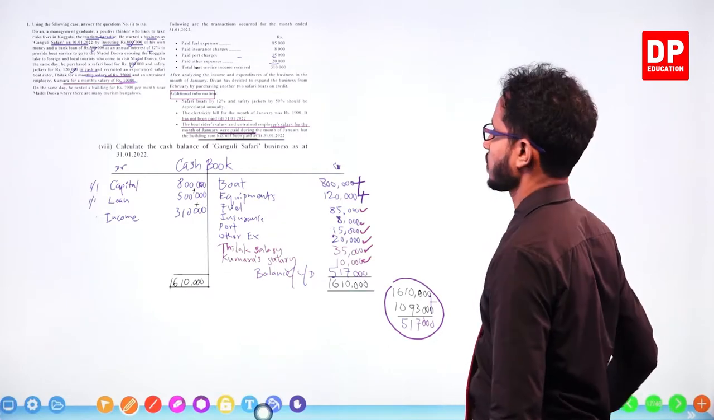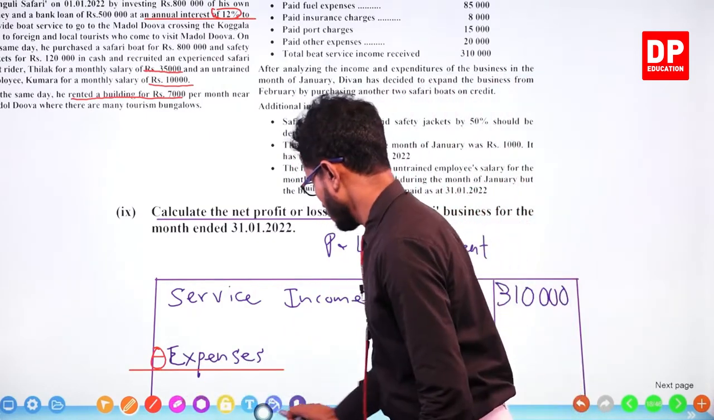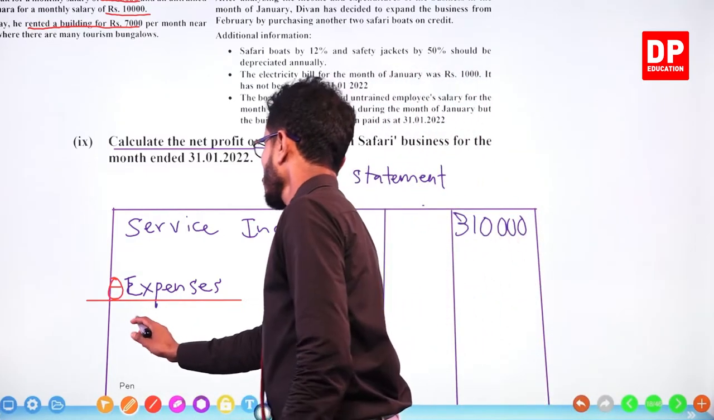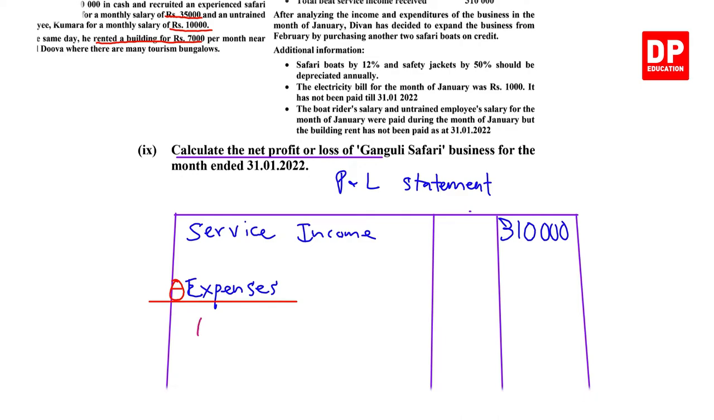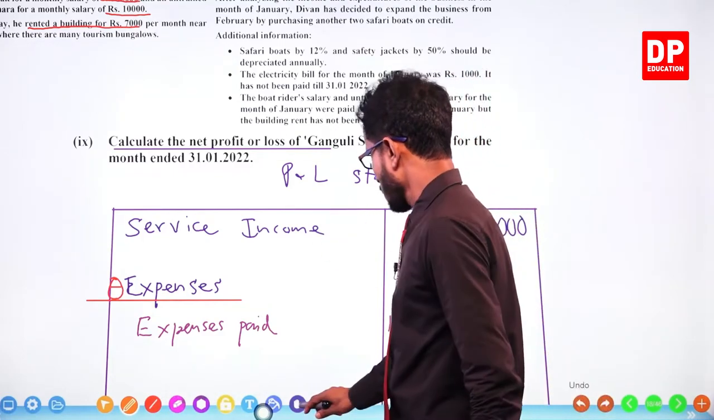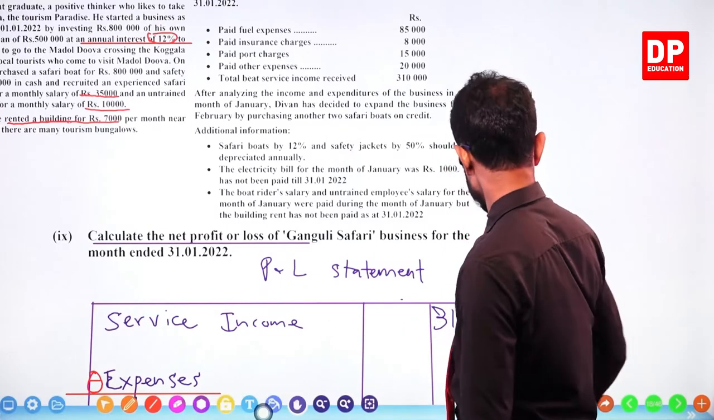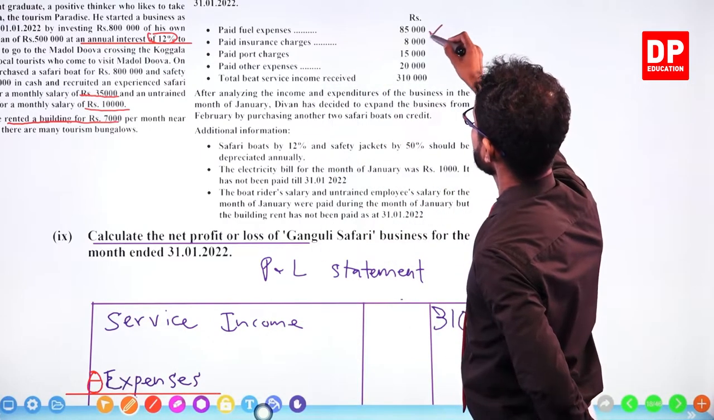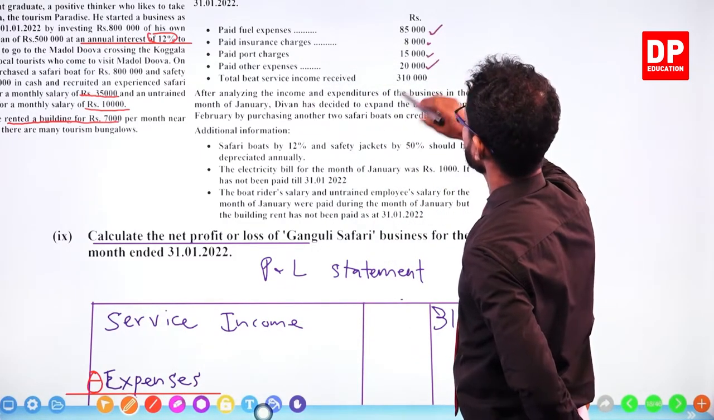I just told you that I'm going to give you a shortcut. Expenses paid, $173,000. Right? Got it? Now take the other expenses. We took all these things, didn't we? 85, 8, 15, 20. Took all those things.